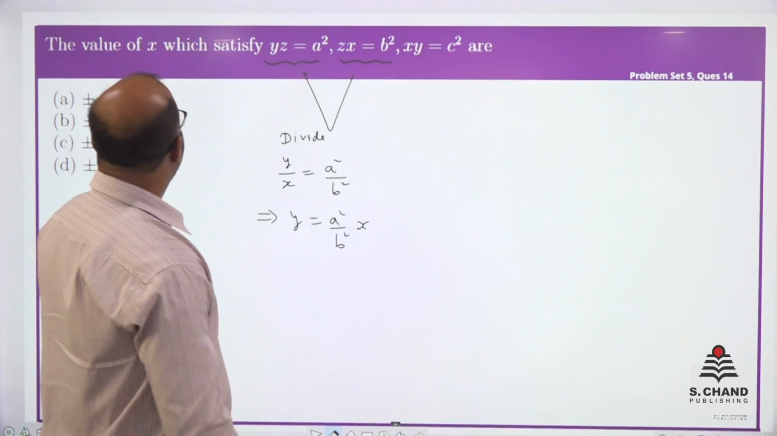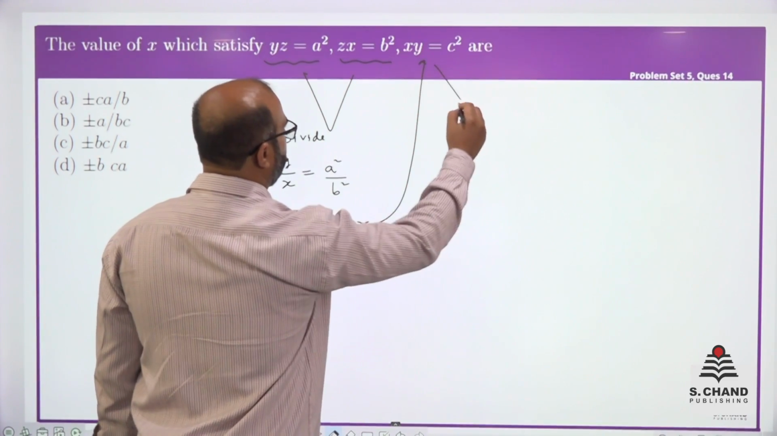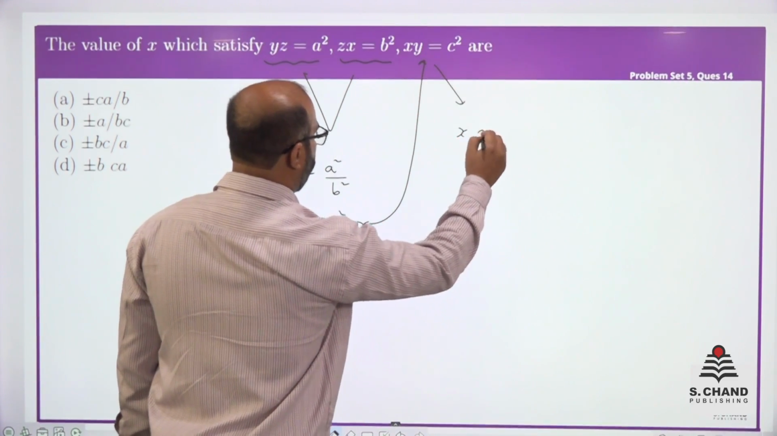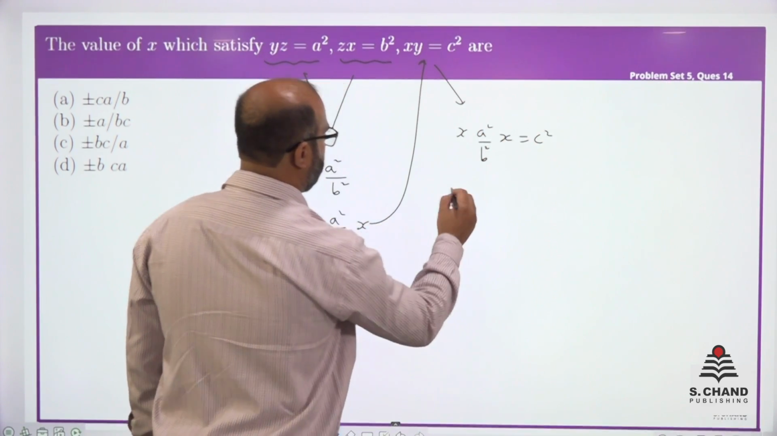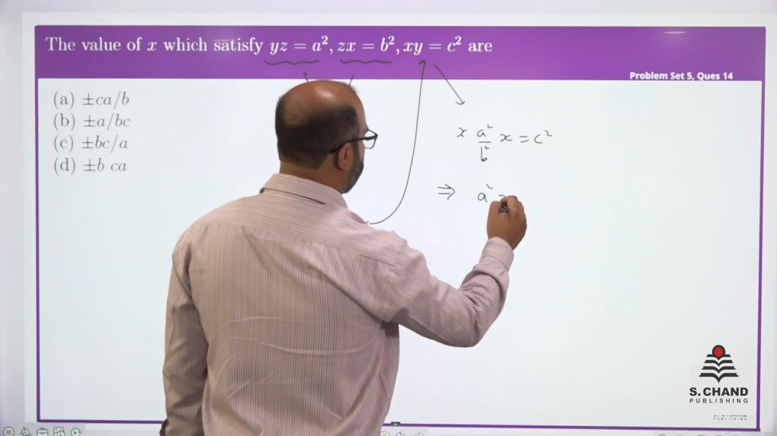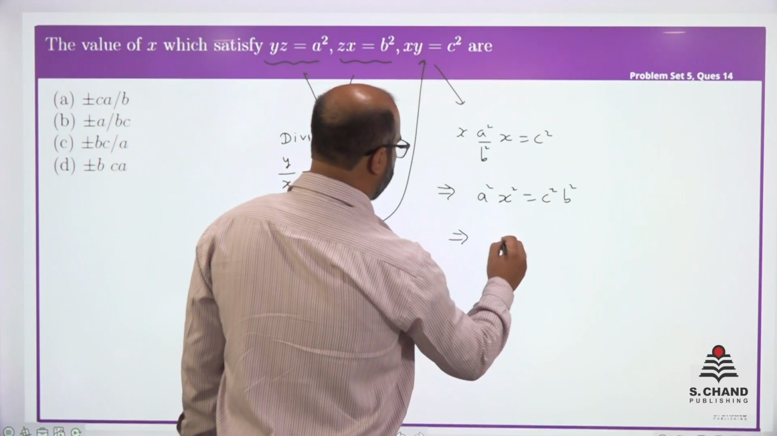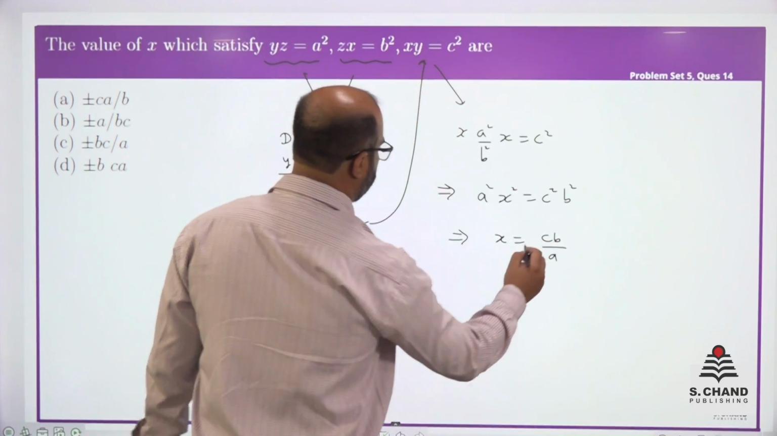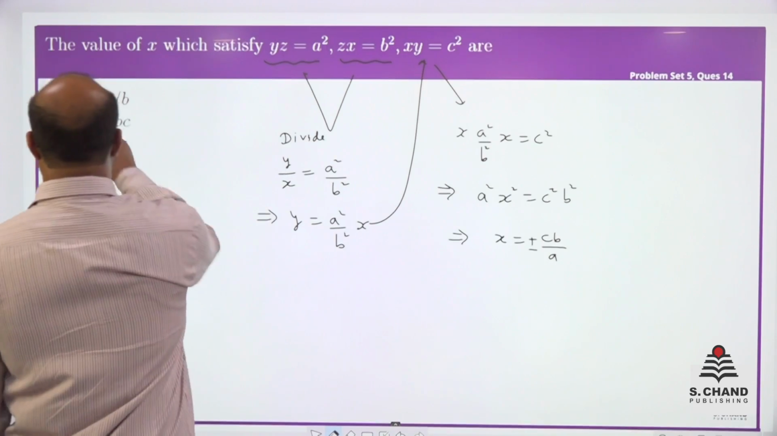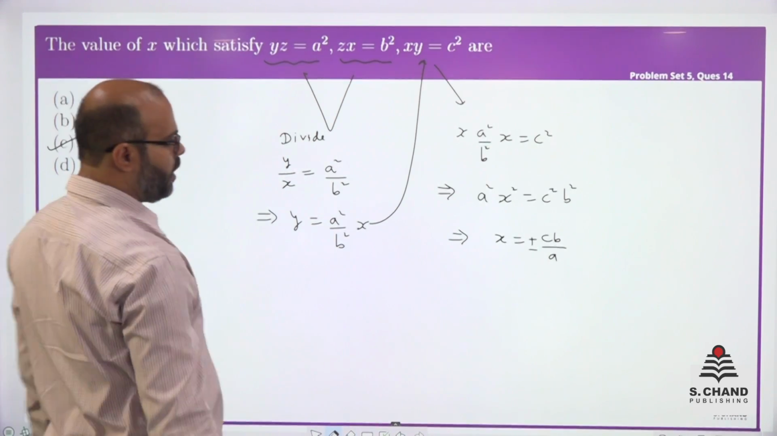Now let us use this in this one. So what will you get? x into a square by b square x is equal to c square. So this will become a square x square is equal to c square b square. So this will give you x is equal to cb by a with plus minus sign. So cb by a is option number C. So this is your answer, right?